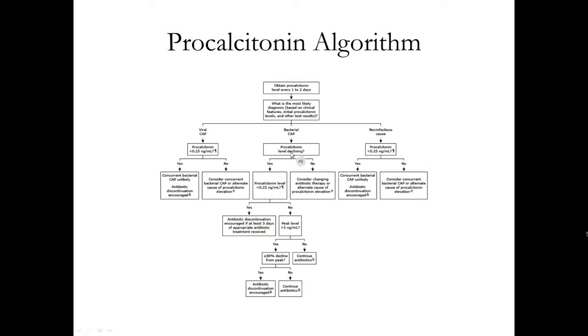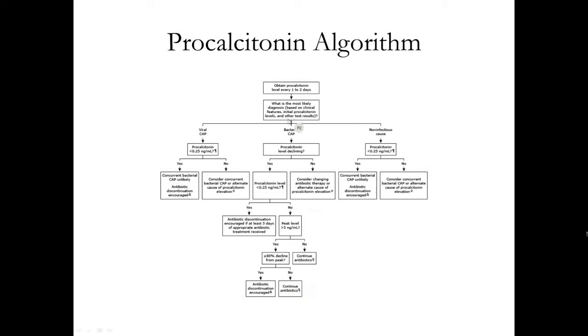But let's say the procalcitonin is decreasing, but it has not gone below 0.25. Does that mean you have to continue antibiotics or stop them? Well, if they have gone down at least 80% and peaked around greater than 5, and they've gone down 80%, according to this algorithm, antibiotic discontinuation is encouraged. If they have not gone down more than 80%, you continue antibiotics. Okay?